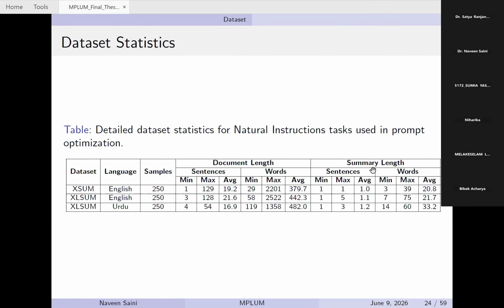So if you look at the minimum number of sentences in the summary, that is 1. And maximum is 153. And average is almost 1, you can say, 1.5. In terms of number of words, minimum is 3. Now you can assume it is summarizing the document in a minimum of 1 word and a maximum of 39 words.